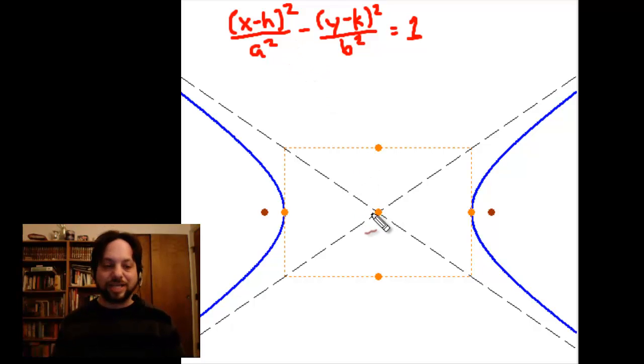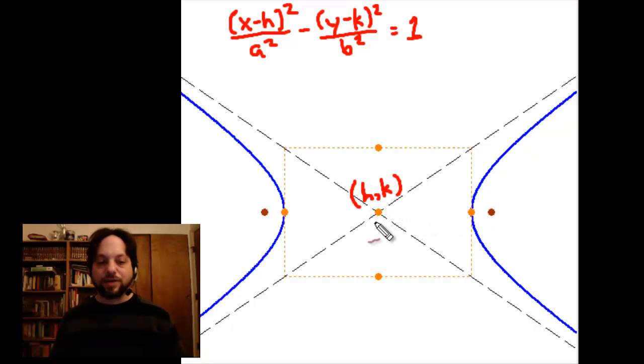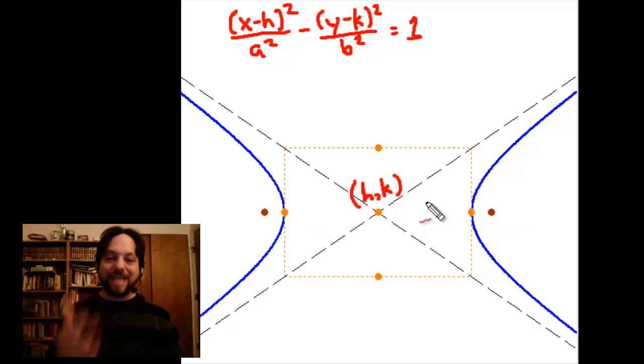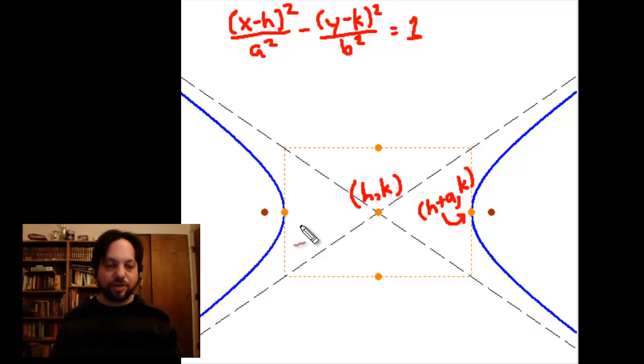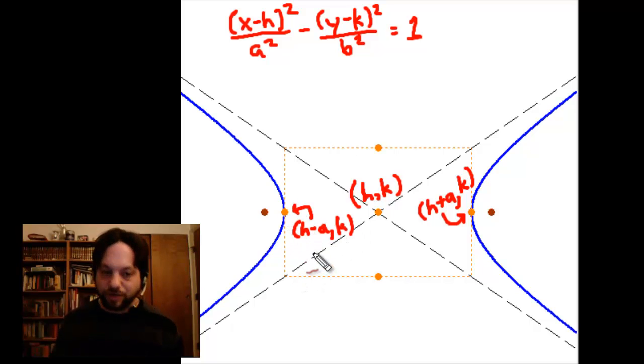It shouldn't be any surprise to you that the center of this hyperbola, although it's not really a part of the graph itself, is h comma k. Now, to find the vertices of this sideways hyperbola, we're simply going to add and subtract a to the x value of the center. So this vertex right here, we can call h plus a comma k. That'll be this vertex. And this vertex over here will simply be h minus a comma k. So that's how we find our vertices.